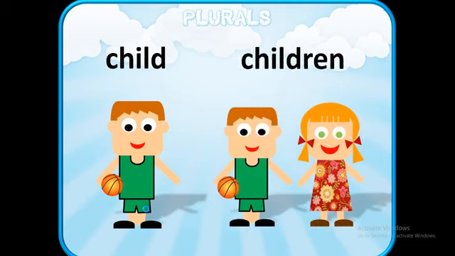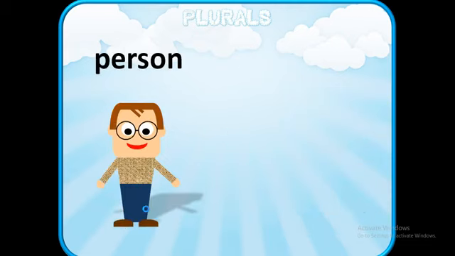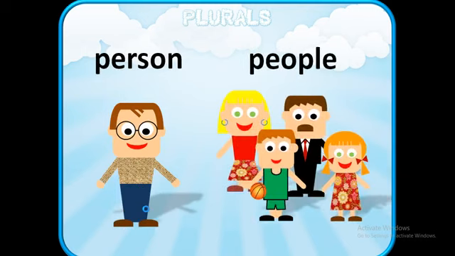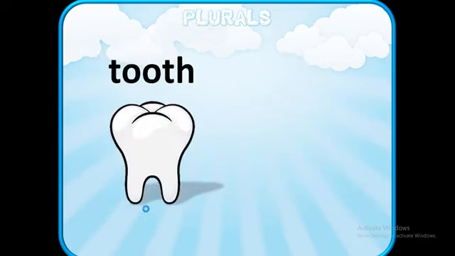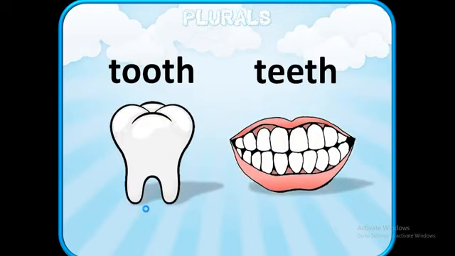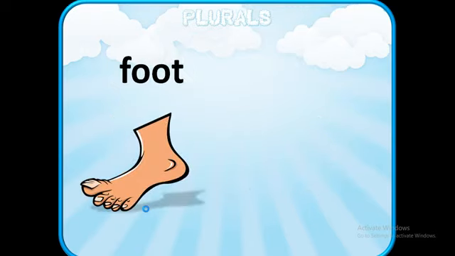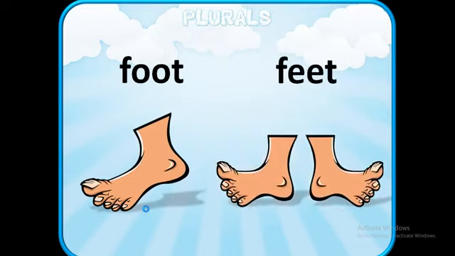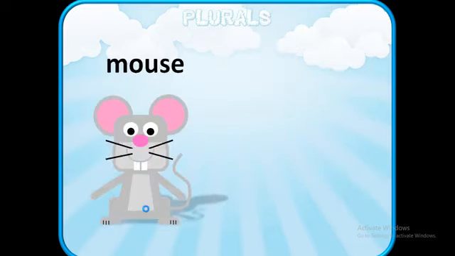Children. Person, people. Different word. Tooth, teeth. Foot, feet. All these are irregular plurals, nouns that deviate from the usual rule.